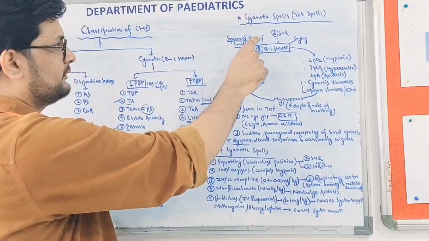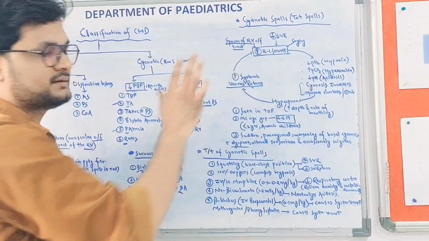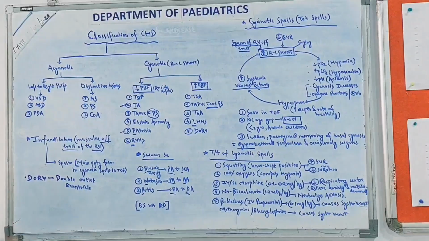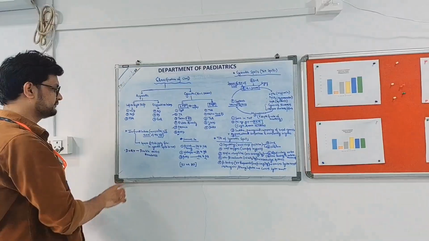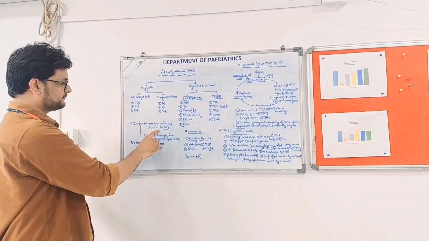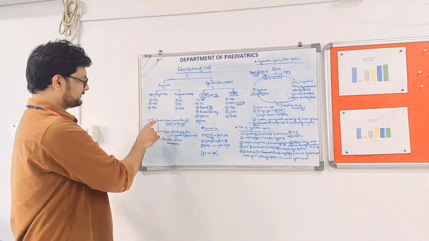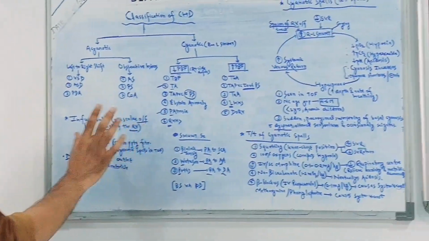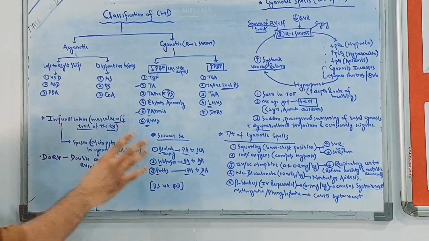So what is this right ventricular outflow tract? This is nothing but the subinfundibular tract. So let us see what is infundibulum. Infundibulum is nothing but the muscular outflow tract of right ventricle. And the spasm of this infundibulum is the main precipitating factor in cyanotic spells in TOF.